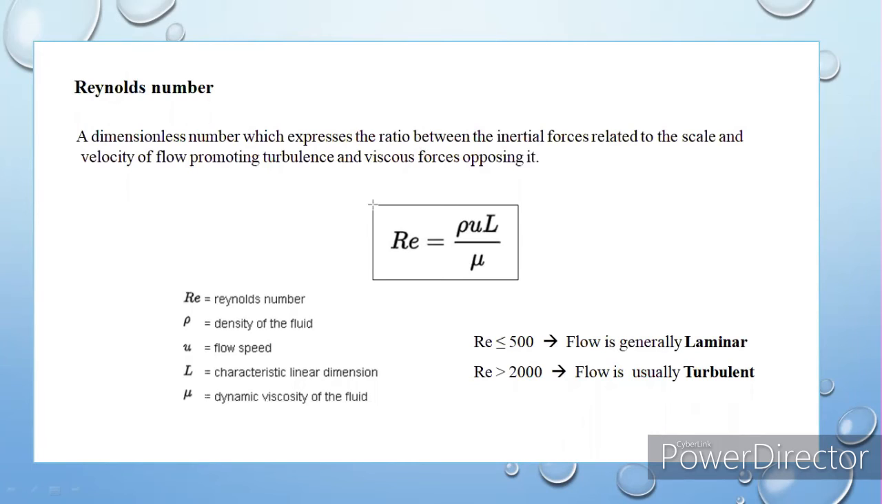Thus, the relationship of inertial forces to viscous forces can be shown mathematically by a dimensionless value called the Reynolds number, which is expressed as Re is equal to rho UL by mu, where Re is the Reynolds number, rho is the density of the fluid, U is the mean velocity of the flow, L is the water depth, and mu is the molecular viscosity of the fluid. If Reynolds number is less than or equal to 500, then it is considered as laminar flow, and if it is greater than 2000, the flow is usually turbulent.